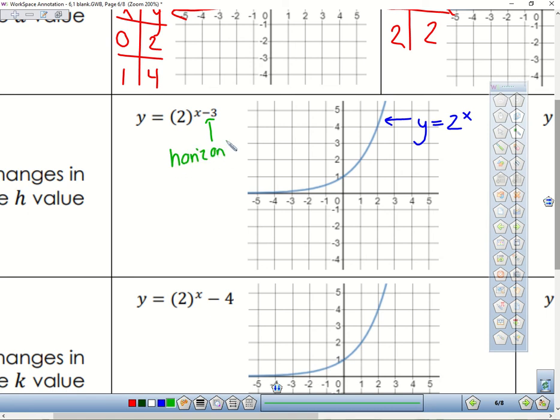Good, 3 units to which direction? Yeah. So horizontal to the right, plus 3. So you're moving every point 3 units to the right. So we start with these points, and I'm moving them 3 units to the right. So 1, 2, 3. Same thing, 1, 2, 3. So it's going to look something like that. And then we sketch our graph.